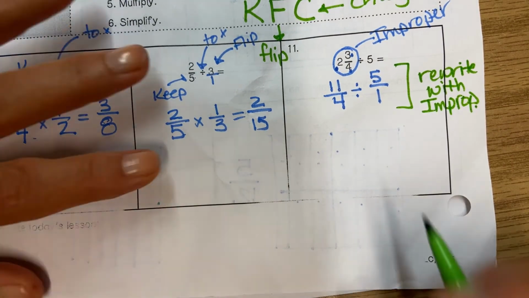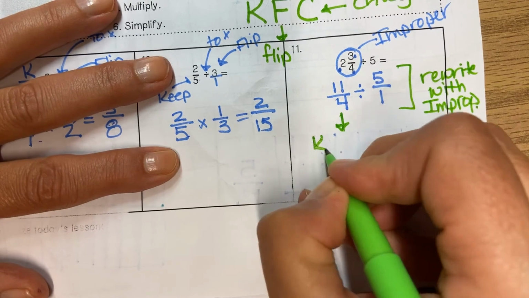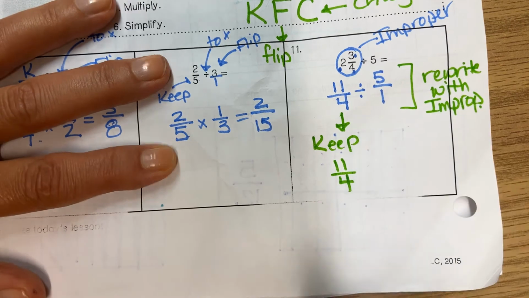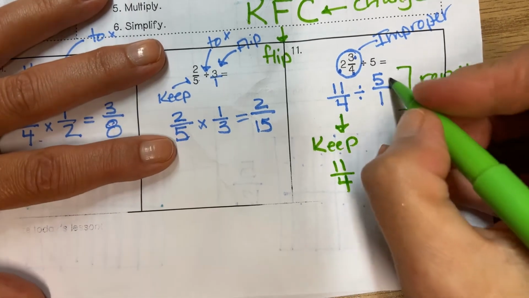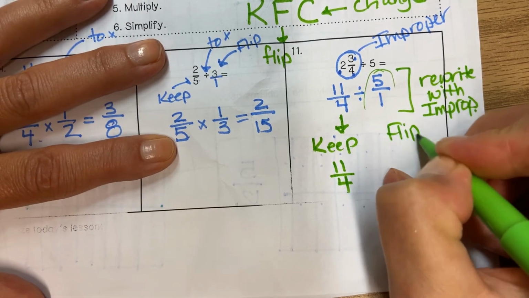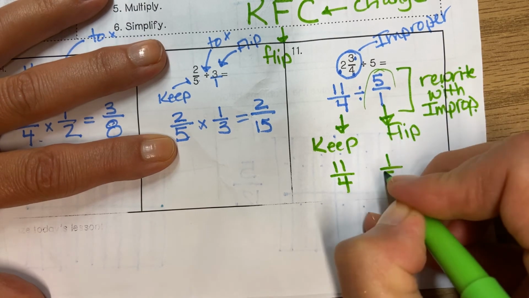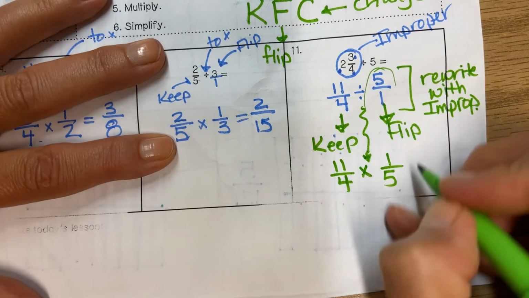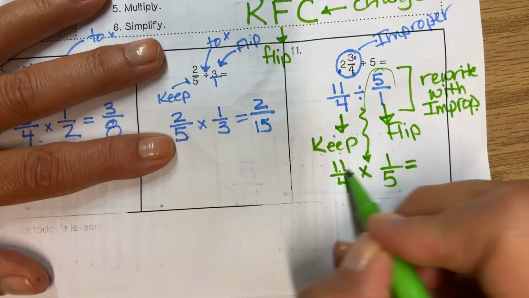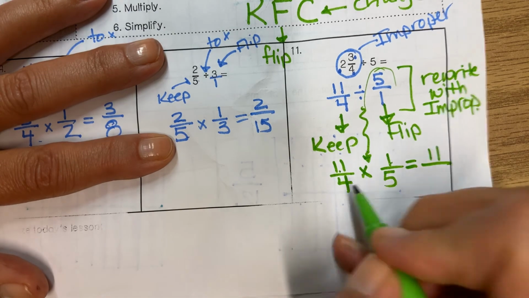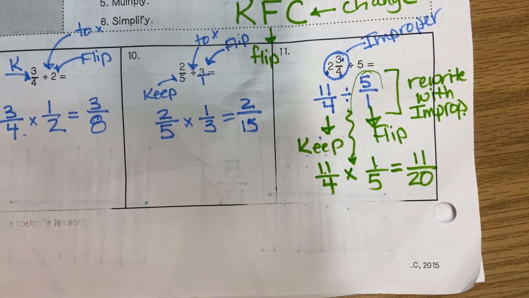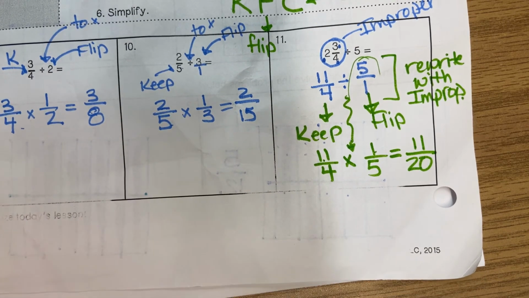All right, then I'm going to do the keep, flip, change. Keep, so that does not change. If it starts as 11 fourths, it's staying 11 fourths. Flip, 1/5. Change that to multiplication. And I multiplied out. 11 times 1 is 11, 4 times 5 is 20. I get 11/20ths. I would always put those in lowest terms.